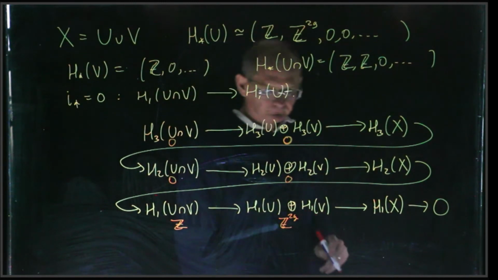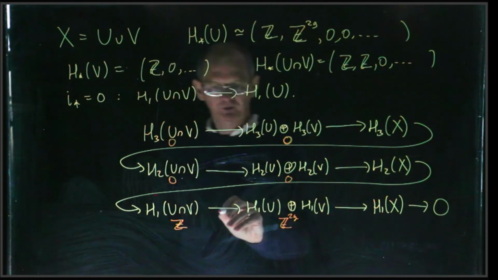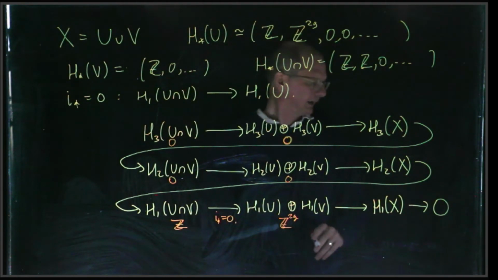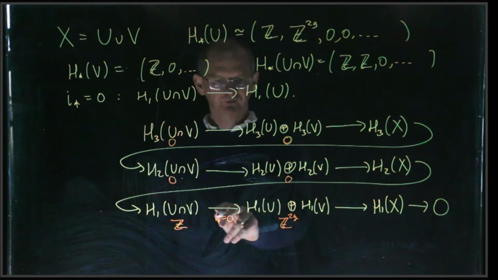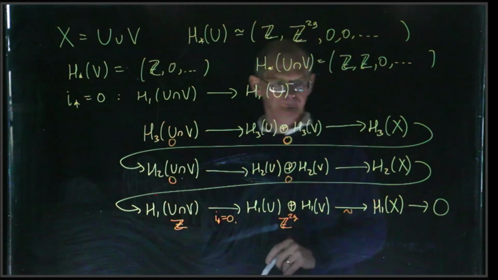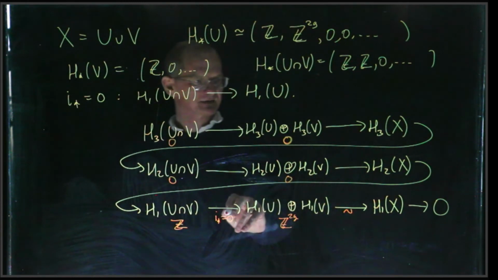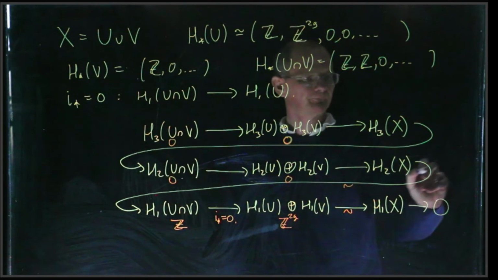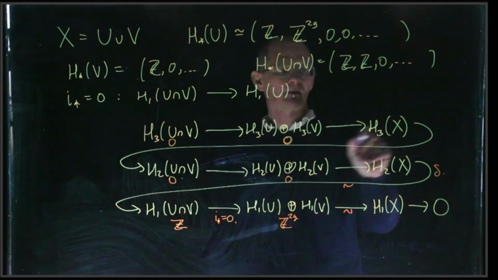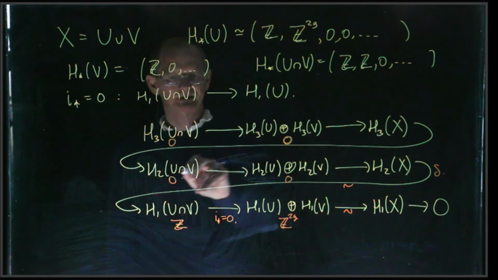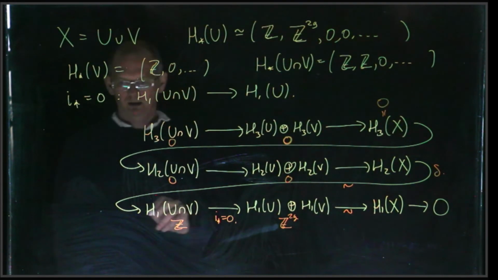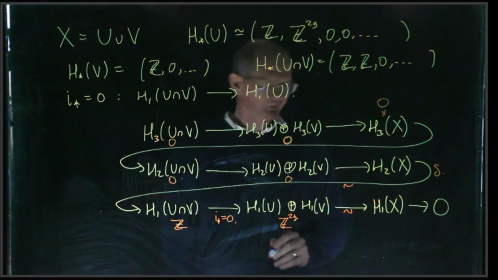Okay, so now, here we've got our i lower star, which is 0. And because this is 0 and that's 0, exactness forces this to be an isomorphism. And then because this is 0 and that's 0, exactness forces this to be an isomorphism. And then because this H3 of X is sandwiched between a 0 here and a 0 there, this group is going to be 0. And similarly, the further groups are going to be also 0.